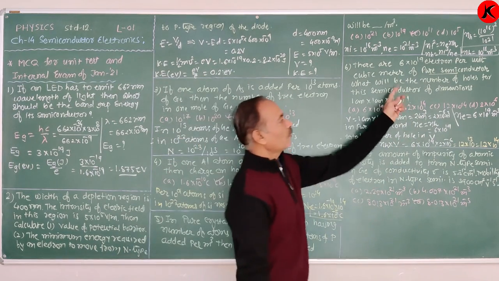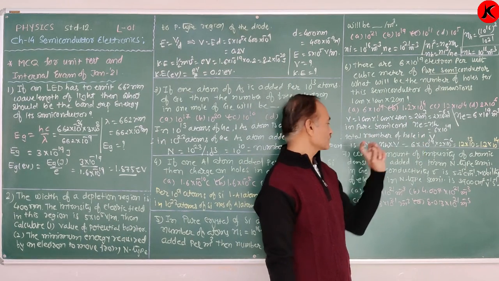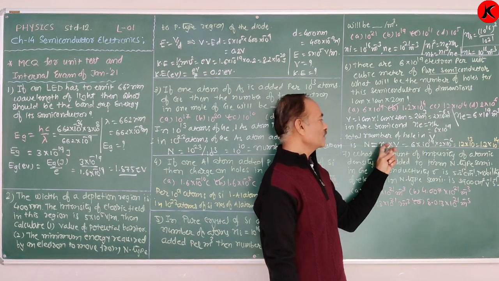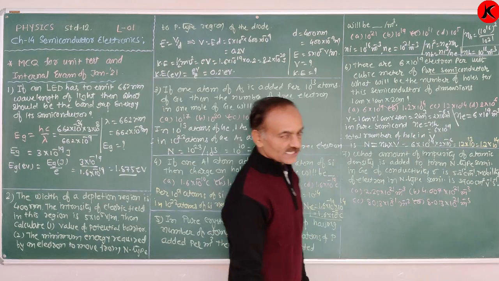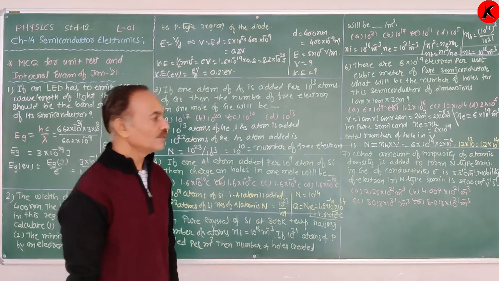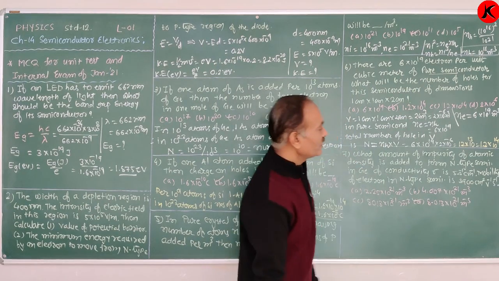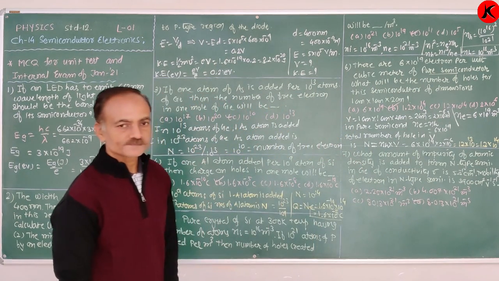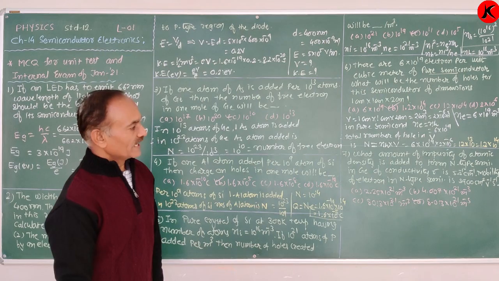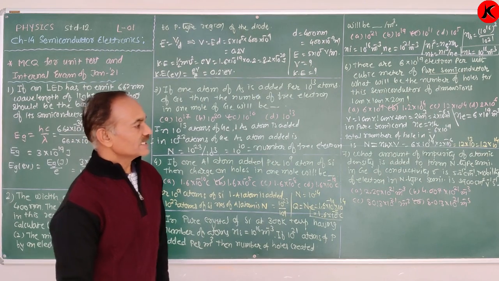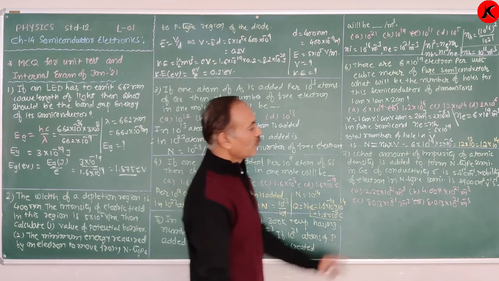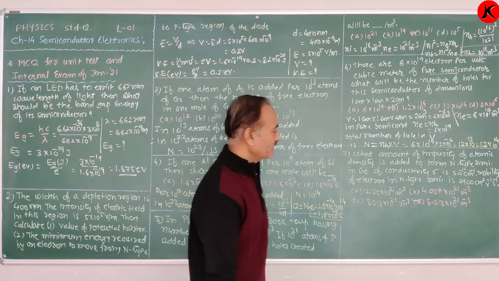Therefore, the total number of holes in the given volume is N is equal to NH into V. Therefore, 6 into 10 is to 19 into 2 into 10 is to minus 6. So, we obtain 1.2 into 10 is to 14. Now, next. This depends on the mobility and also the conductivity.